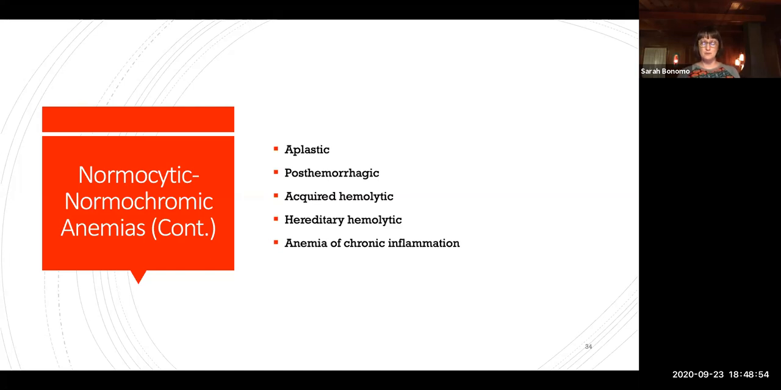And then anemia of chronic inflammation, there's lots of different causes for that. We're not going to go into that for the purposes of this class, but just take a brief look at those in your textbook so that you have a general definition of what each of those is.